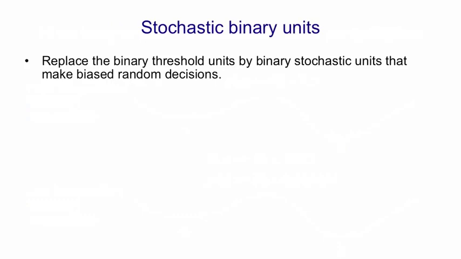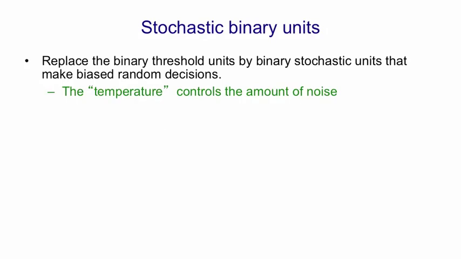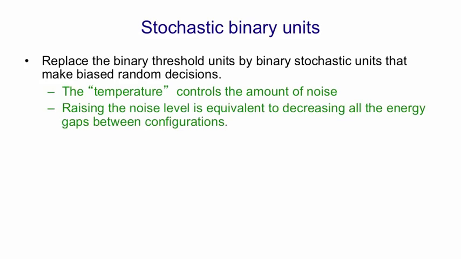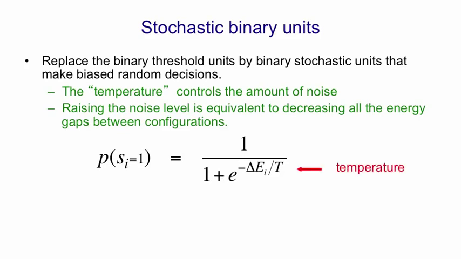The way we get noise into a Hopfield net is to replace the binary threshold units by binary stochastic units that make biased random decisions. The amount of noise is controlled by something called temperature, which you'll see in a minute in the equation. Raising the noise level is equivalent to decreasing all the energy gaps between configurations. So this is our normal logistic equation, but with the energy gap scaled by a temperature.